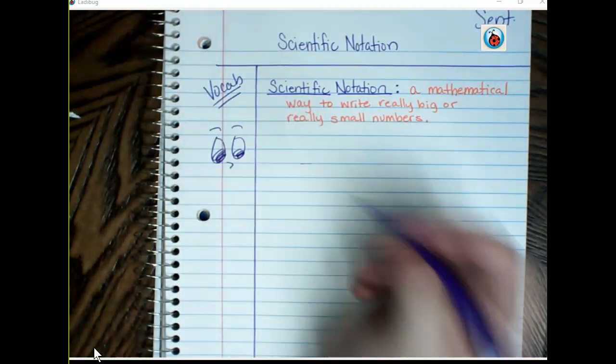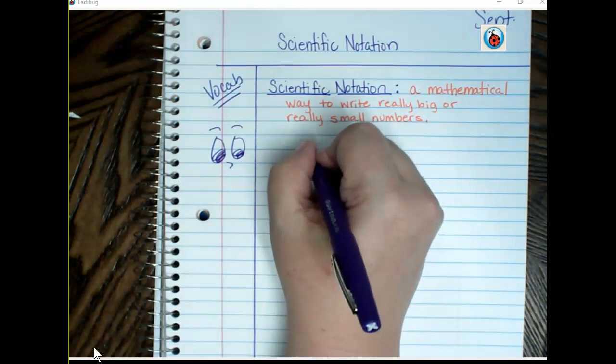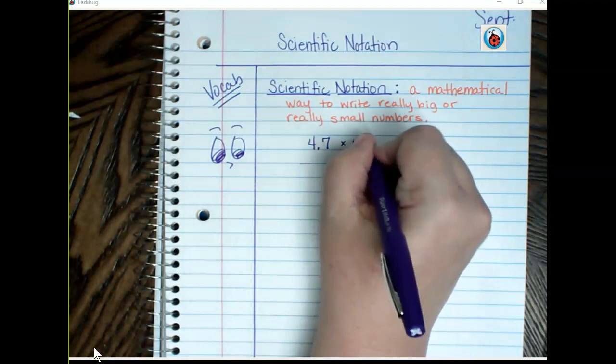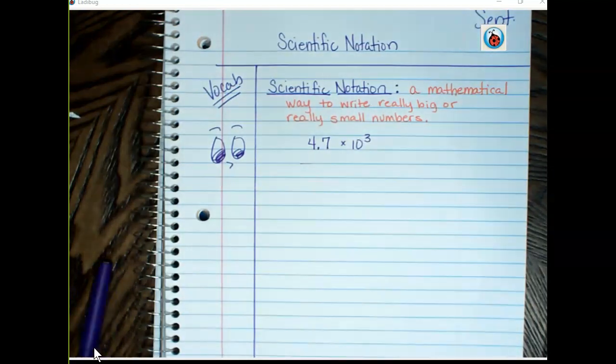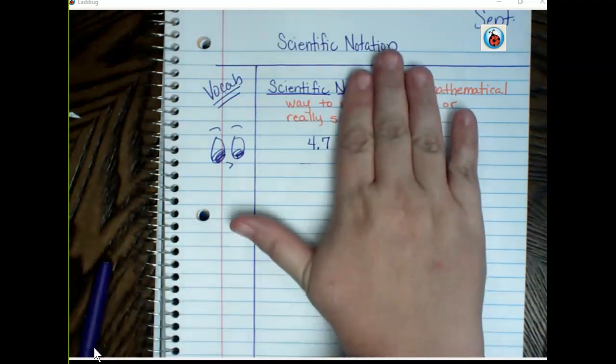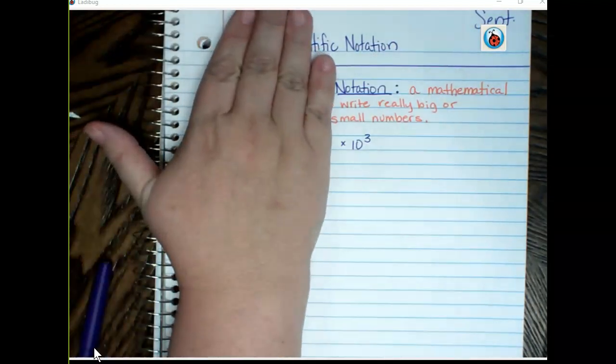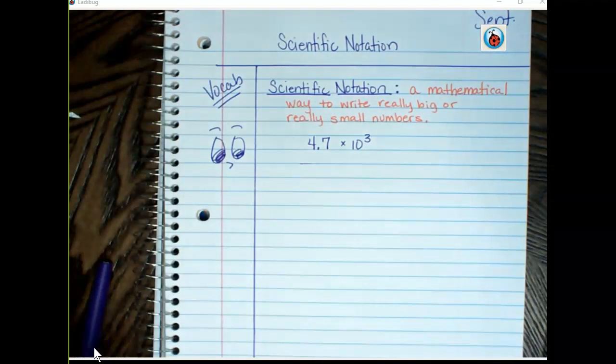So this is what it looks like. Here's an example. 4.7 times 10 to the third power. That is a number written in scientific notation all together. In order to be in scientific notation, you have to have both parts of it. You have to have the decimal part, and you have to have the times 10 to the exponent part. And there's certain criteria that make it scientific notation.